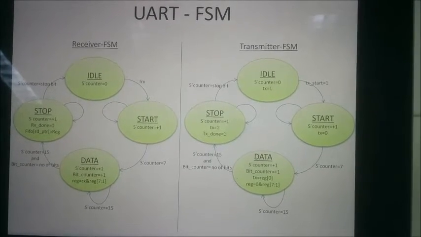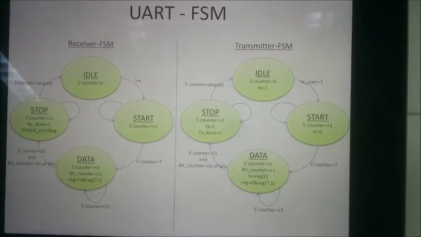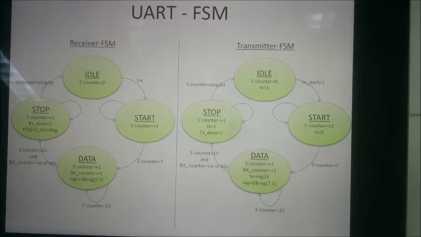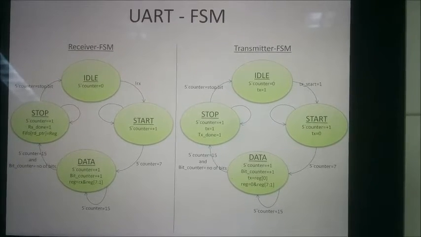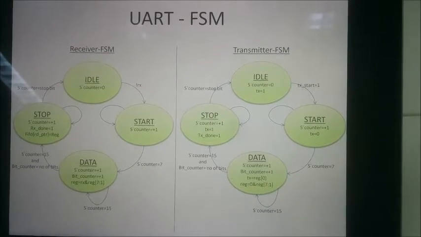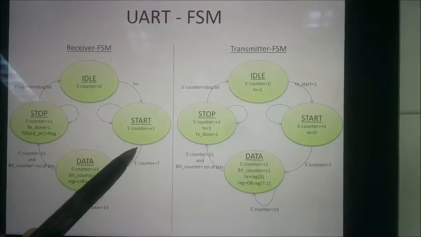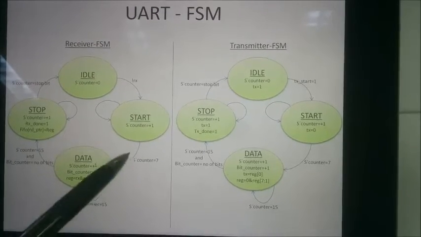The receiver is always in the idle state until it receives a 0 bit. This is because of the 10-bit format of the UART. The first bit is the start bit, then 8 bits of data, and there is a stop bit. So until and unless we get the start bit as 0, it is still in the idle state. Then it goes into the start state where it counts for 8 cycles and goes into the data state.